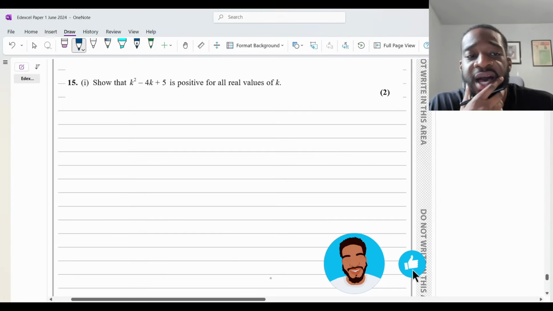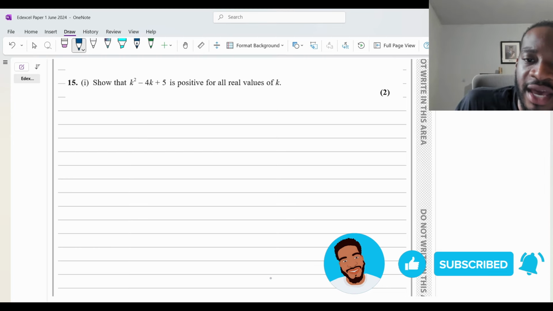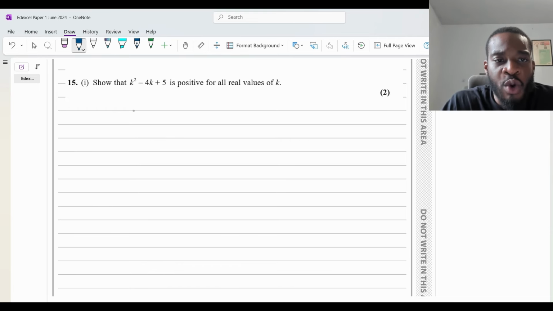Okay, so part 15i, show that k squared minus 4k plus 5 is positive for all real values of k for 2 marks. So we have a quadratic, we want to show it's positive for all real values. You cannot go wrong by drawing a diagram, right? You don't have to draw a diagram. You can use the algebra, but for me, I'm a visual learner. Look at something. There's no way I can look at something and not understand it. So that's what I would do. So what I want to do is sketch this.